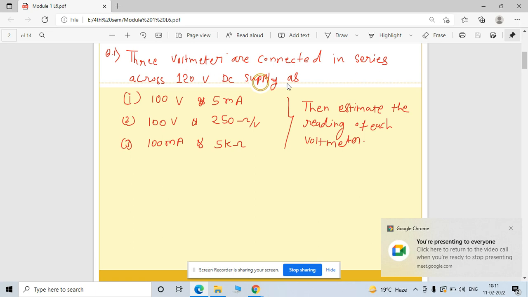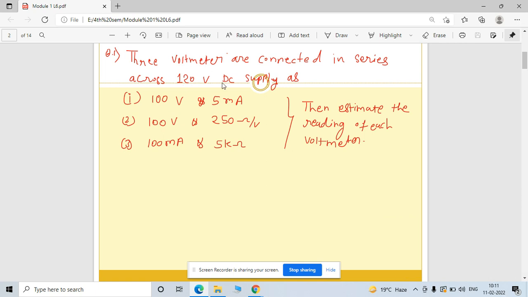Okay, so this is the first question here. Three voltmeters are connected in series across a 120 volt DC supply, and the elements connected in series are given here. First is a 100 volt supply and 5 milliampere is flowing. Second is a 100 volt supply and 250 ohm per volt. Third is 100 milliampere, 5 kilo ohm value. So these are the three voltmeters connected in series.